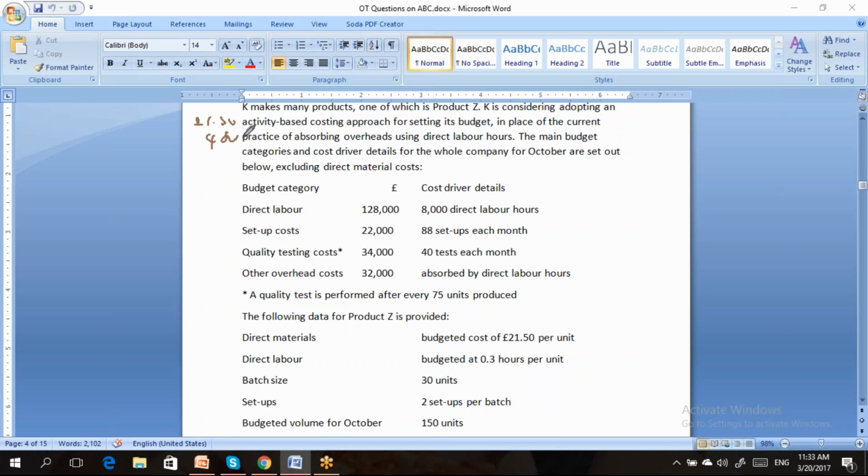Now setup cost. Setup cost 250 into 2. 250 into 2, it's all right. What made you multiply by 5?